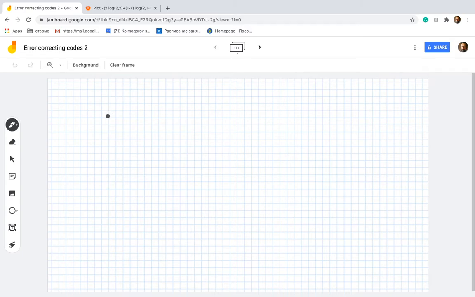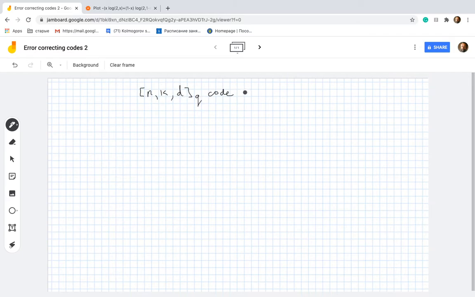The Gilbert bound provides a necessary condition for existence of an (n, k, d) code over q letter alphabet. So what do these parameters mean? n is the block length, that is the length of the code words. k is the log base q of the number of messages, code words, that is k is the length of the messages, and d is the minimal distance, Hamming distance between different code words.